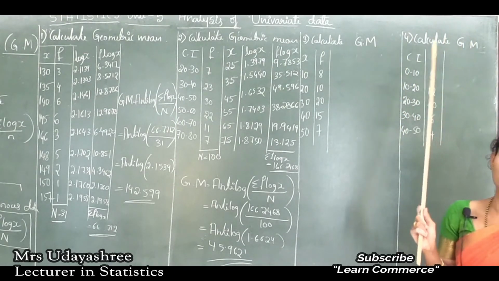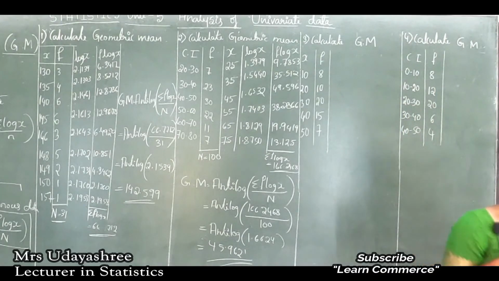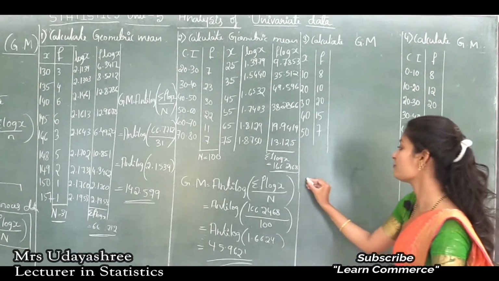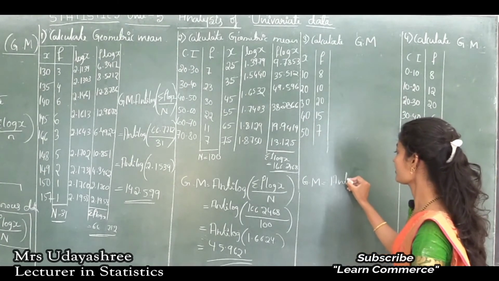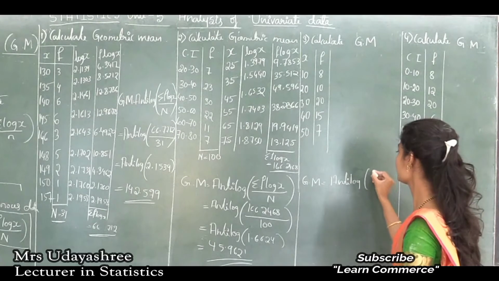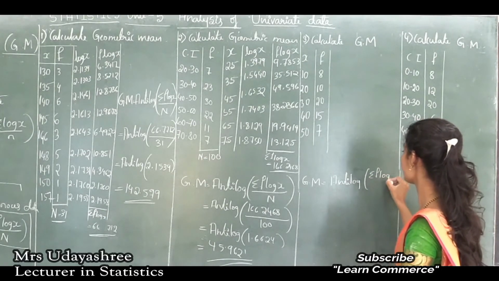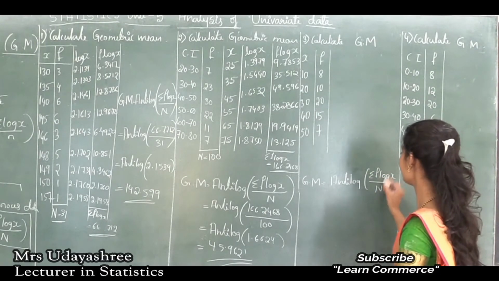You can see that the given frequency distribution is a discrete frequency distribution, and we need to calculate the geometric mean. To calculate the geometric mean in case of a discrete frequency distribution, the formula is geometric mean is equal to anti-log of summation f into log x divided by capital letter N.